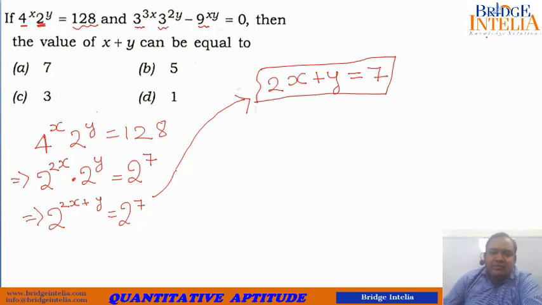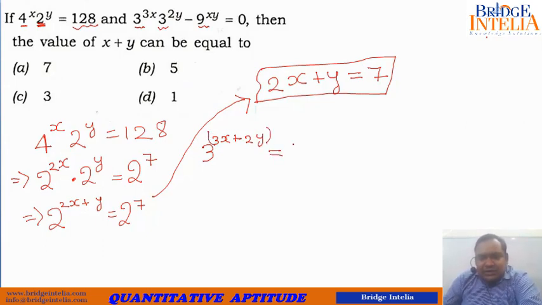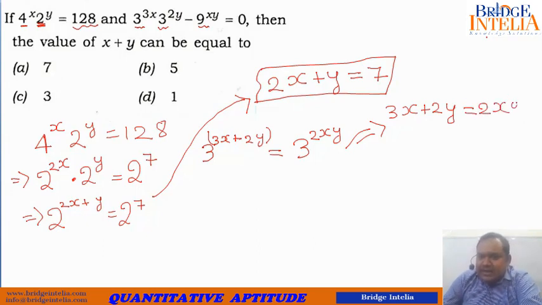Now let's move to the second one. What does the second equation tell us? The second equation tells us that 3 raised to power 3x into 3 raised to power 2y, which can straight away be written as this, because if it is into, the powers can be added, is equal to 9. So 9 can be written as 3 square. So the second equation can be rephrased in this manner. From here you can also conclude that 3x plus 2y must be equal to 2xy.